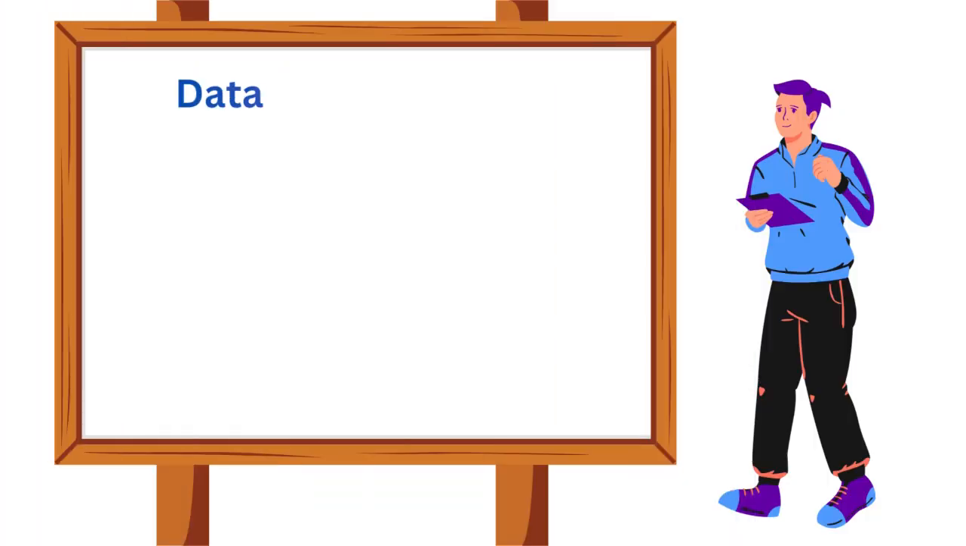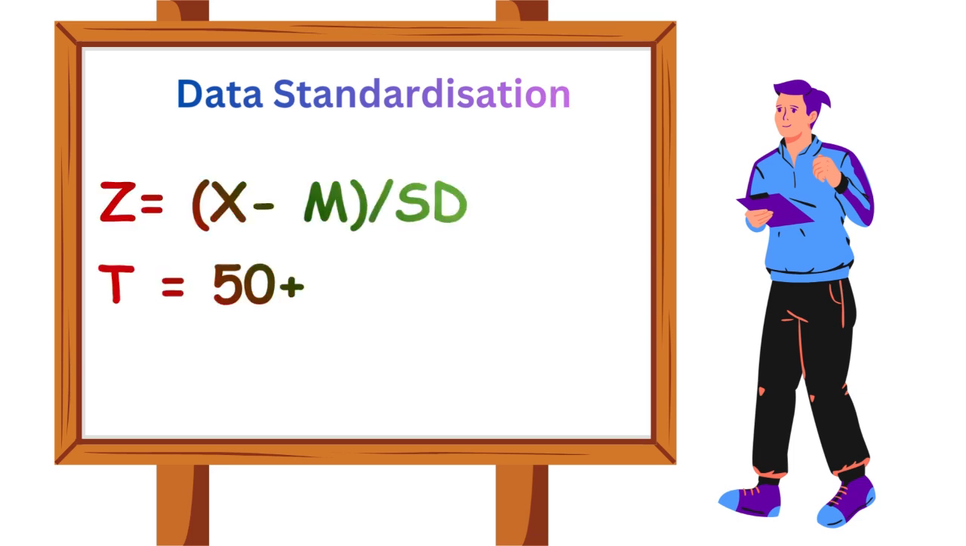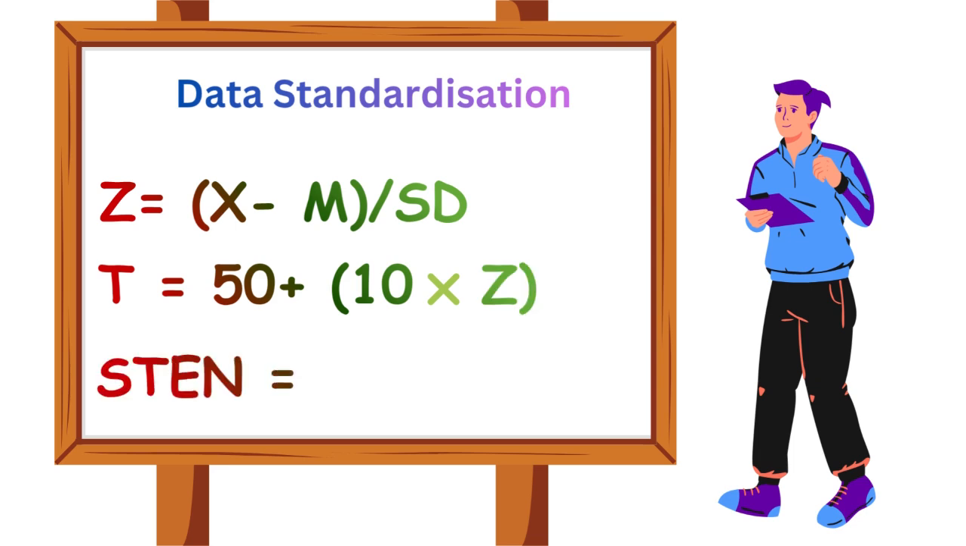We will use different standardization methods to convert our raw data into composite scores. The three standard methods are Z-score, T-score, and standard 10 score.